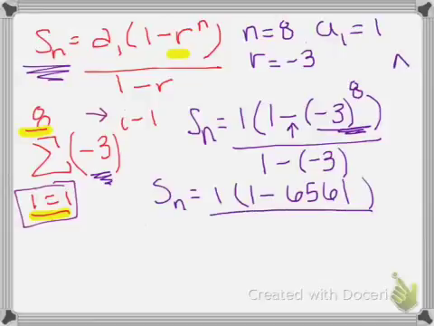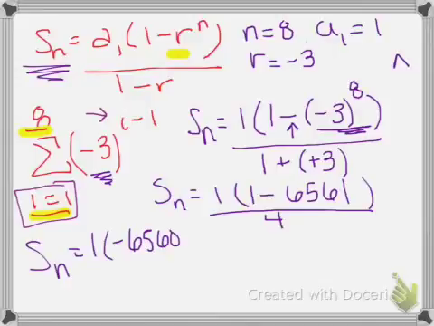You can work out the bottom whenever you'd like, or you can just keep writing it. Either works. I'm going to go ahead and make that a positive 4, because 1 plus 3 is 4. If we take away our 1, or we do 1 minus 6561, we're going to get negative 6560, and then divide by 4. So this gets us negative 6560 over 4.